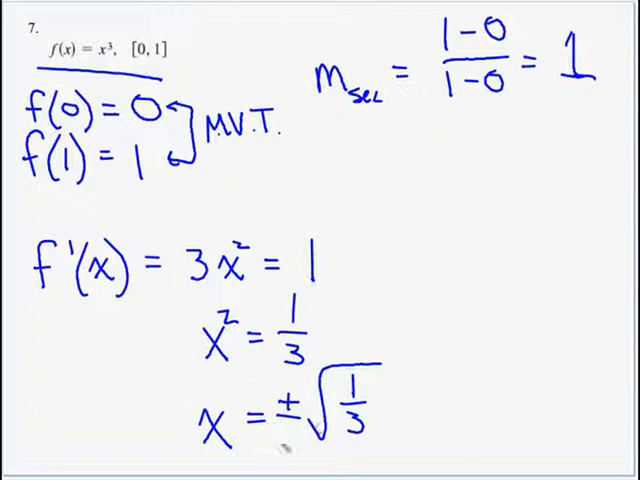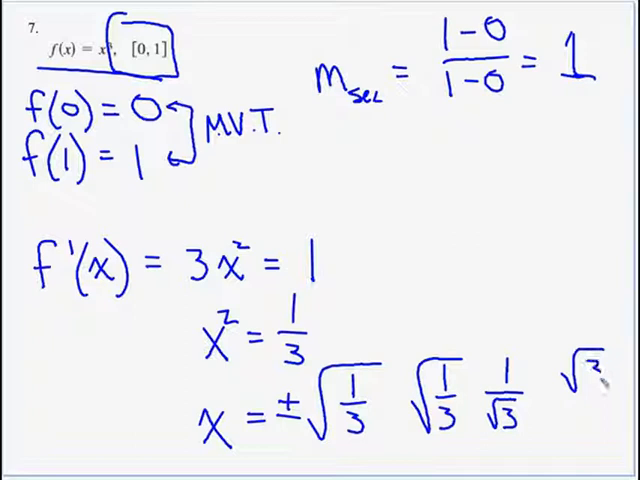Are both of those answers good? Well, remember here, we're only looking from 0 to 1. So the negative root of a third will not work. We're just going to focus in on the positive square root of a third. Let's do our numerators and denominators separately. Well, the square root of 1 is 1. The square root of 3 is the square root of 3. Can't be simplified. And let's rationalize. Multiply top and bottom by radical 3, and you get the square root of 3 over 3. So again, that is the x value or c value guaranteed in the interval by the mean value theorem.